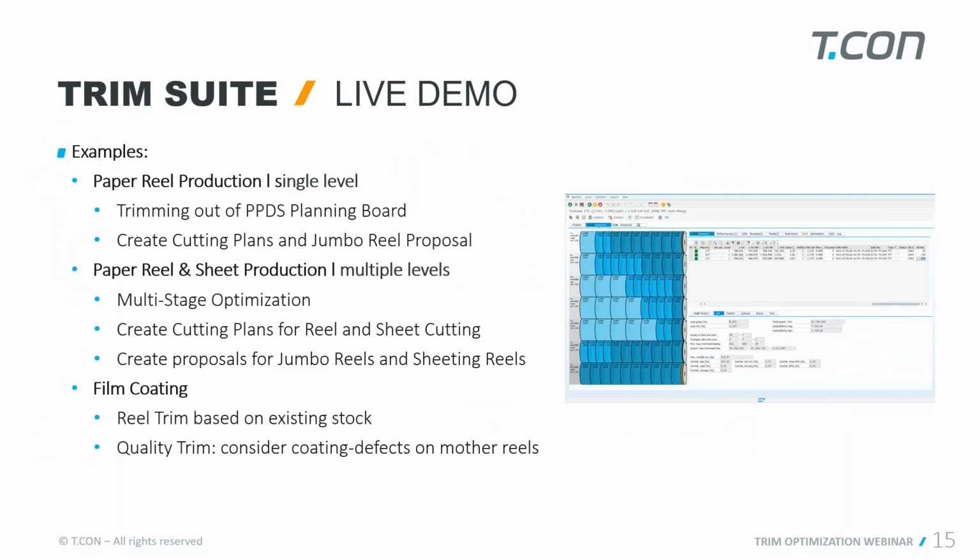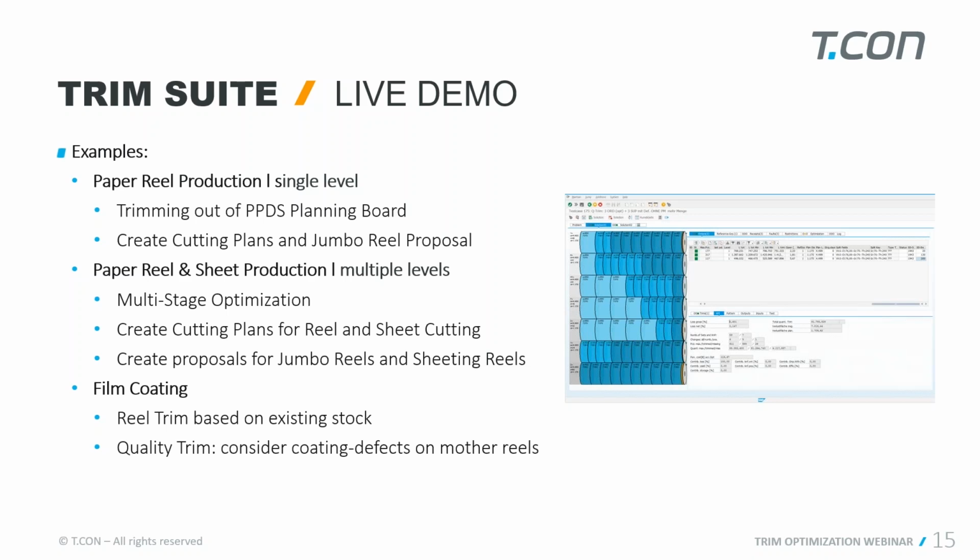Actually, one more slide of that. This is a summary of what I would like to show to you in the following. I have three examples I would like to present. The first one is an example on real production in the paper industry. This is a setup that is pretty close to what Model AG is doing. It's a little more complex, actually, but still it's quite similar to the processes they have. And I will do this example out of the planning board of PVDS, so you see the real-life integration of the trim application that we offer.